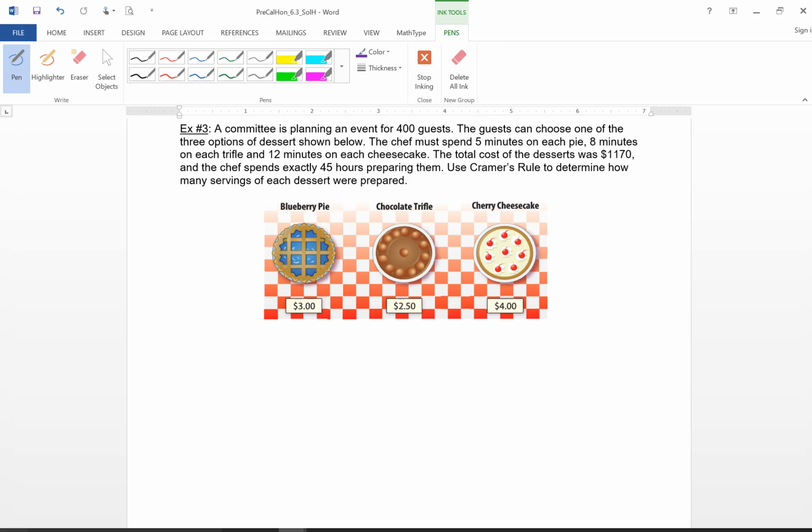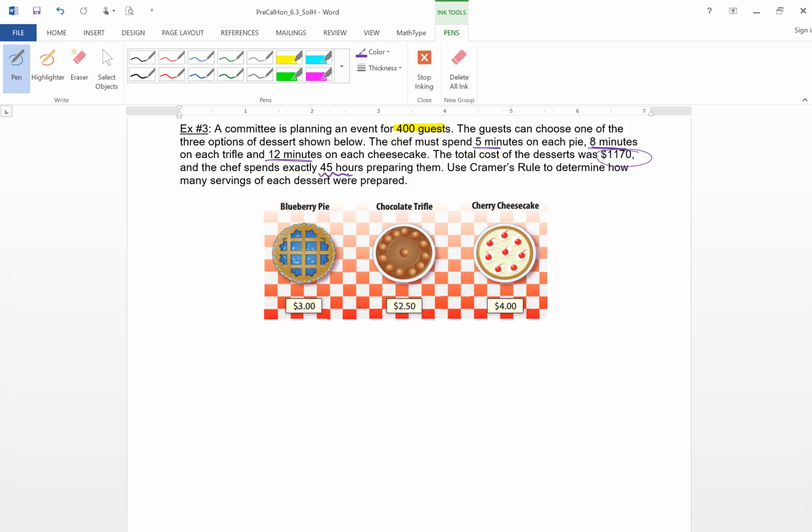Okay. So a committee is planning an event for 400 guests. The guests can choose one of the 3 options for dessert shown below. The chef spends 5 minutes on each pie, 8 minutes on each trifle, 12 minutes on each cheesecake. The total cost is $1,170, and it tells you here how much each of them costs. The chef spends exactly 45 hours preparing all these desserts. Use Cramer's rule to determine how many servings of each dessert were prepared.